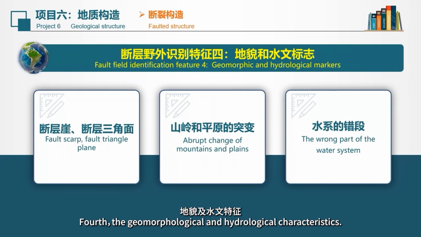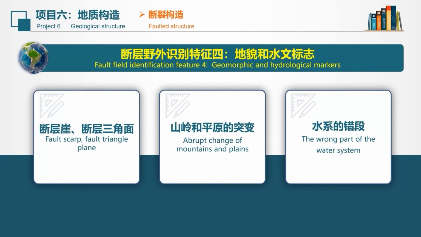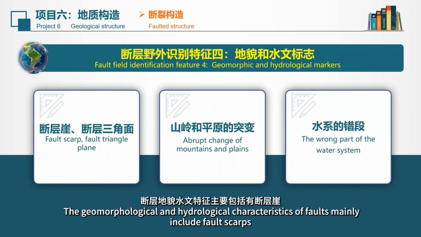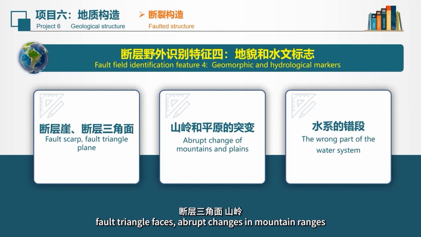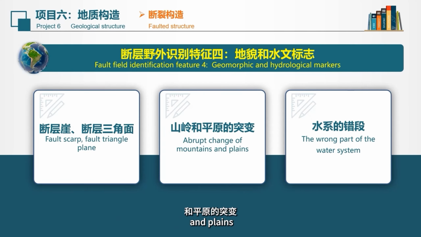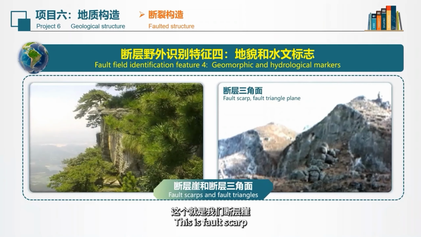Fourth, the geomorphological and hydrological characteristics. The geomorphological and hydrological characteristics of faults mainly include fault scarps, fault triangle faces, abrupt changes in mountain ranges and plains, and sudden offsets in the water system. We can identify the existence of faults through these signs. This is a fault scarp and a fault triangle face.